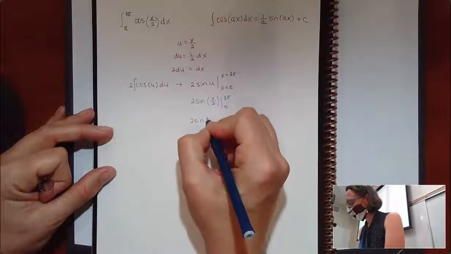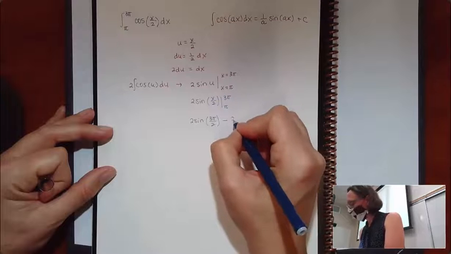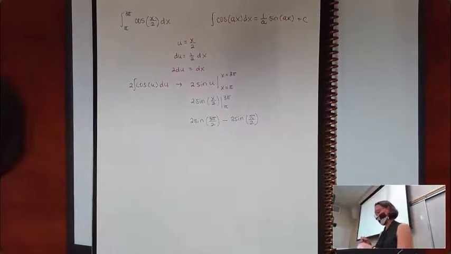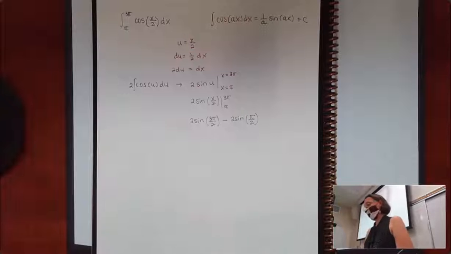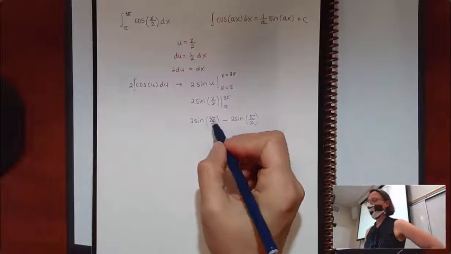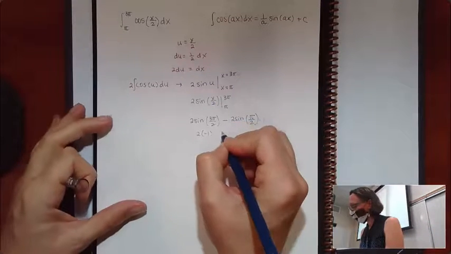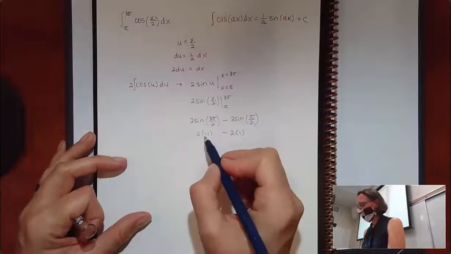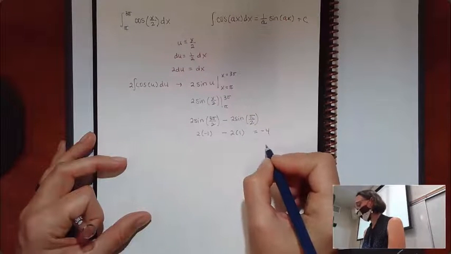So 2 sine of 3 pi over 2 minus 2 sine of pi over 2. I actually gave us really nice numbers for the integral. I would finish this off because sine of 3 pi over 2 is equal to -1. So I'd have 2 times -1 minus, and sine of pi over 2 is equal to +1. So I've got -2 minus another -2, and I would get -4.